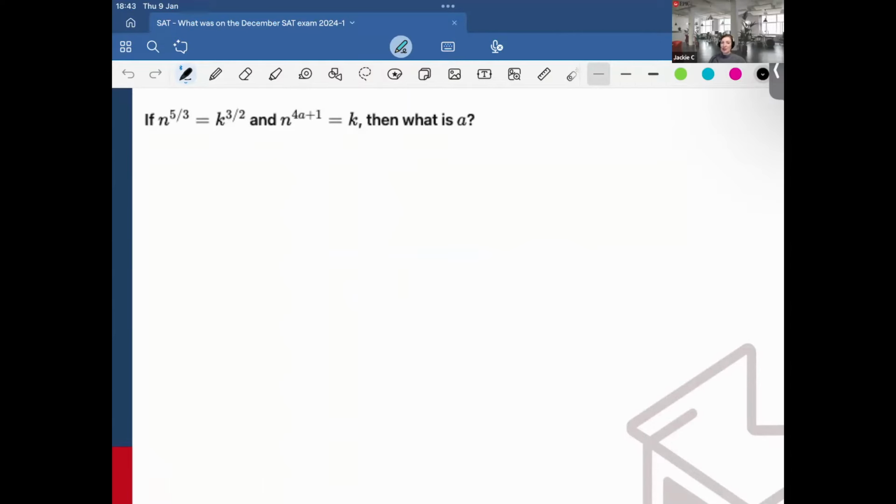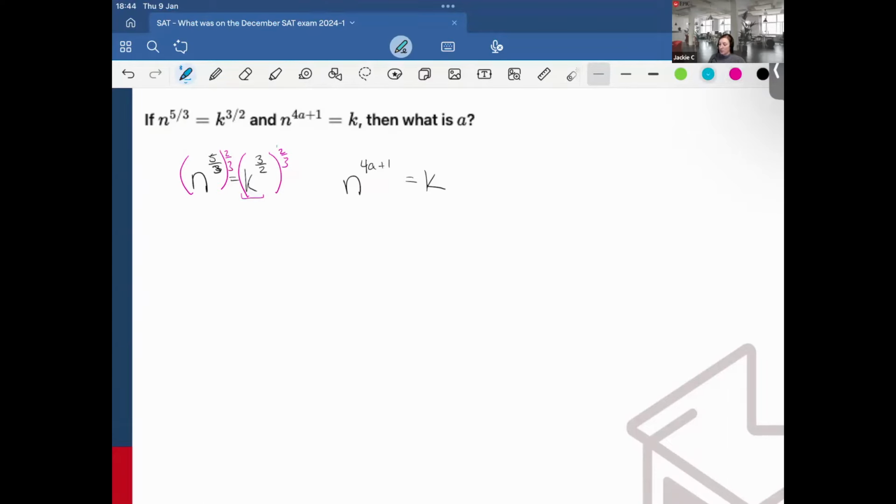Exponents. Okay, so this one says if n to the 5 to the third is equal to k to the 3 halves, and n to the 4a plus 1 is equal to k, what is the value of a? Okay, so my first thoughts are that I want to just get k alone. So what I can do is multiply each side by the reciprocal of 3 halves, which is 2/3.